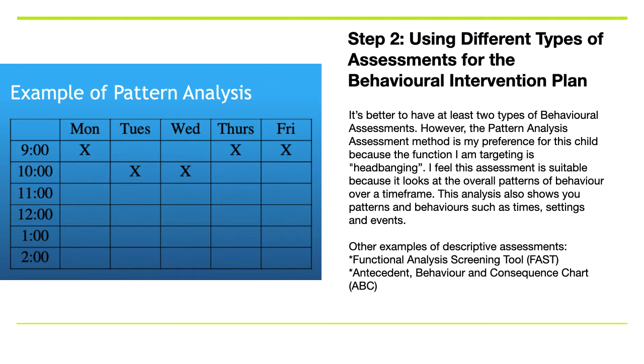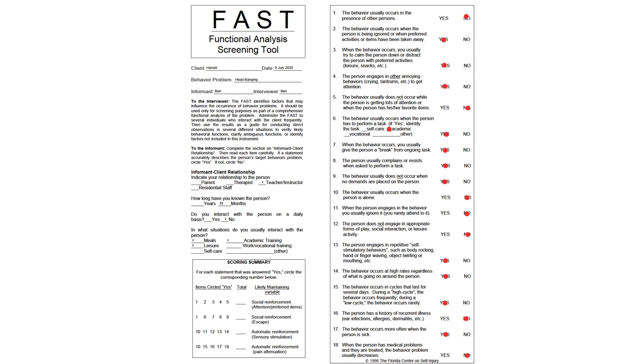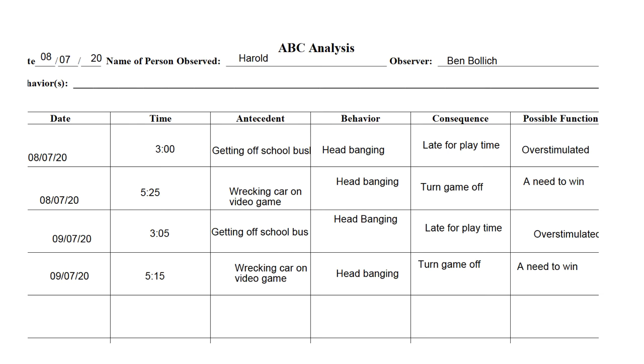Other examples of descriptive assessments are the Functional Analysis Screening Tool, otherwise known as FAST, and the Antecedent Behavior Consequence chart, also known as the ABC chart. Here's an example of a functional analysis screening tool. Here is an example of an ABC analysis chart.